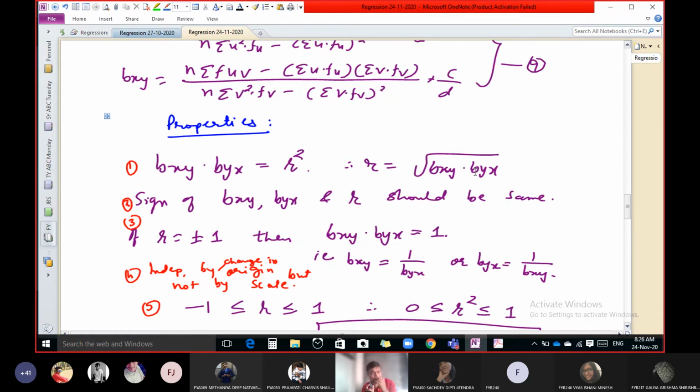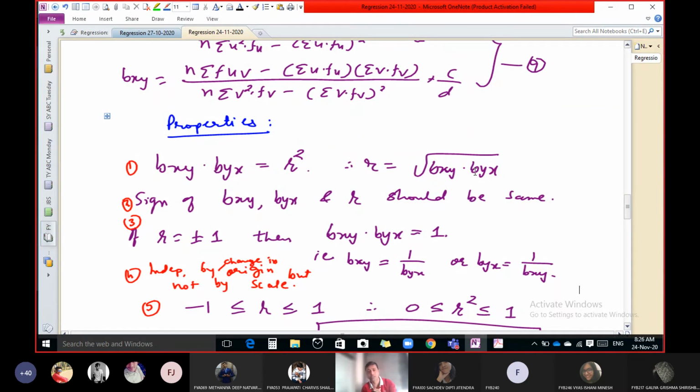Now what is the meaning of geometric mean? If you want to find the geometric mean, we have to multiply and take the appropriate root. Because there are two numbers, we multiply the two numbers and take the square root. If there are three numbers, then we multiply the three numbers and take the cube root. So the correlation coefficient is the geometric mean of the regression coefficients. That is the first property.